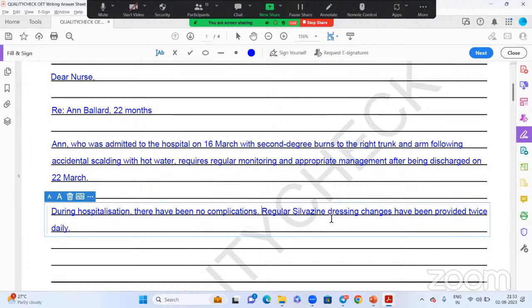Okay. Regular silvazine dressing changes have been provided to the affected areas twice daily. So how are you adding those sentences? How are you going to expand the sentences? That is more important.